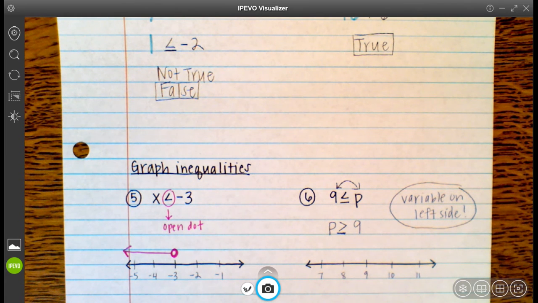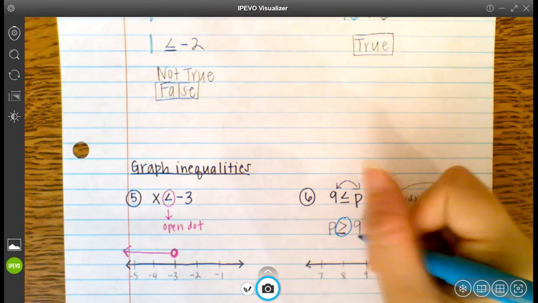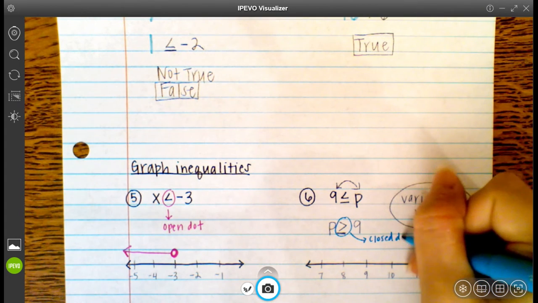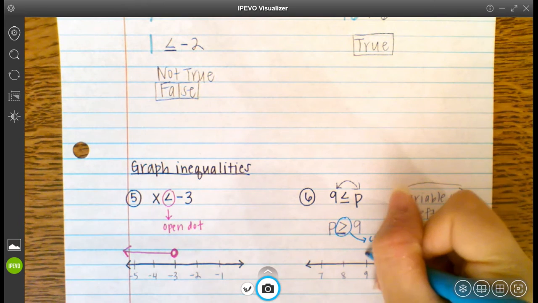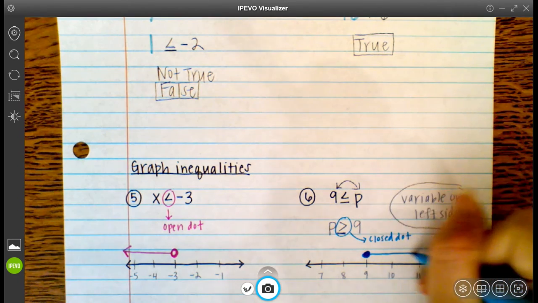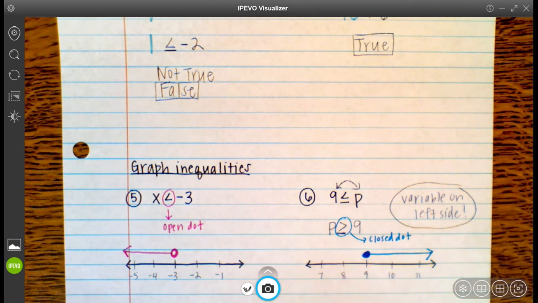So let's take a look at our symbol that we've got. We have greater than or equal to, which means this is going to be a closed dot at 9. So closed dot. And we are pointing greater than. So numbers that are bigger than 9 or equal to 9. So we're going to draw our arrow out to the right. And that, guys, is how you graph inequalities.